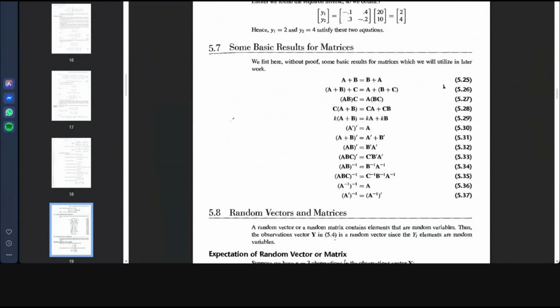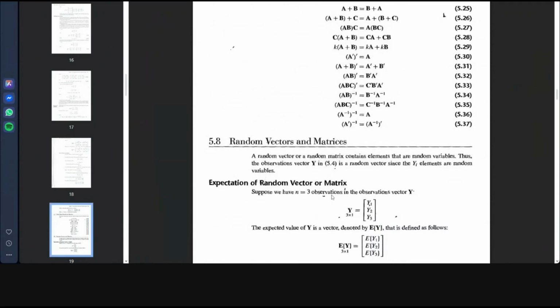This one I've already mentioned, very, very important, 5.32. AB transpose is B transpose A transpose. More generally, ABC transpose is C transpose B transpose A transpose. Here's an important one. AB product inverse is B inverse A inverse. ABC inverse is C inverse B inverse A inverse. The inverse of an inverse is itself. And here's an important one that's not very well known. I don't know why. The inverse of a transpose is the transpose of the inverse. It's a very, very useful property that will get us out of a lot of jams later, all right?